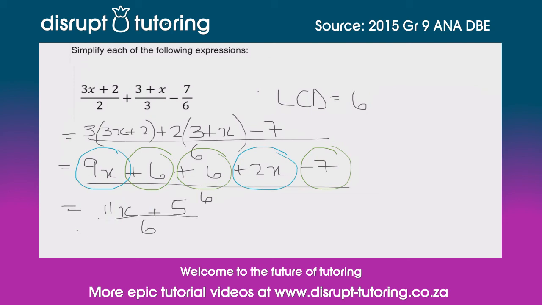And that is the answer because we can't do anything more. We can't put 6 into 11 in any way, and we can't put 6 into 5 in any way. So it's quite comfortable for you to leave your answer just as that.